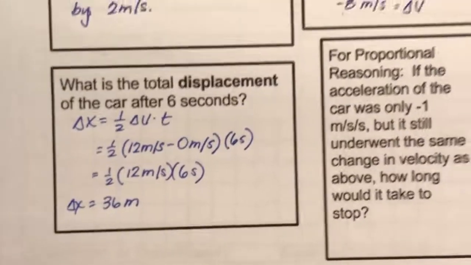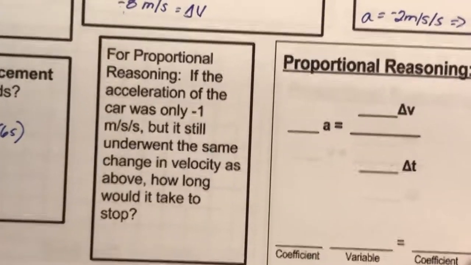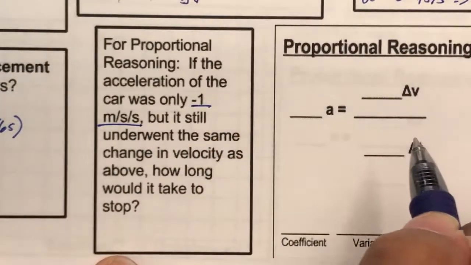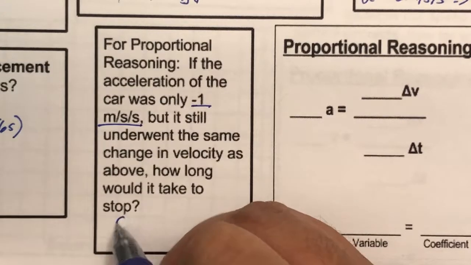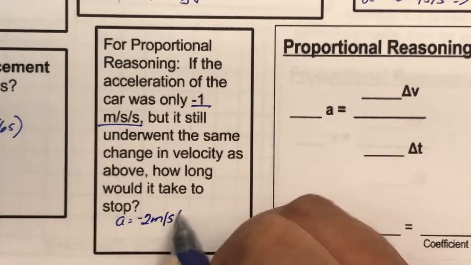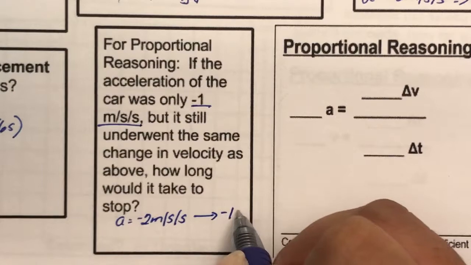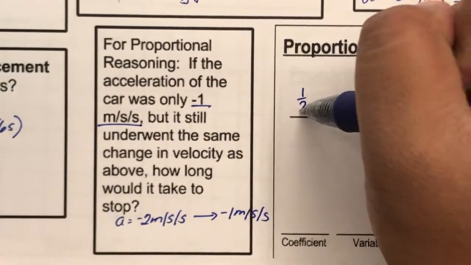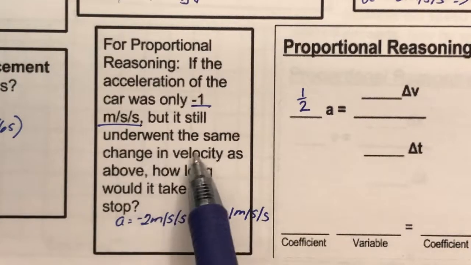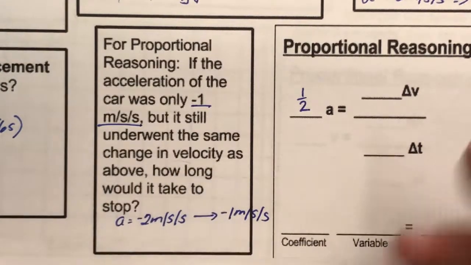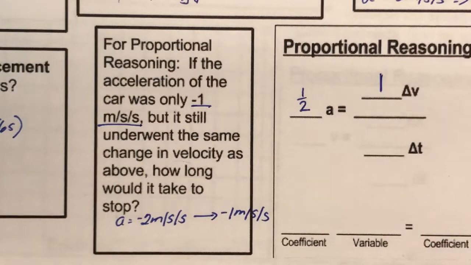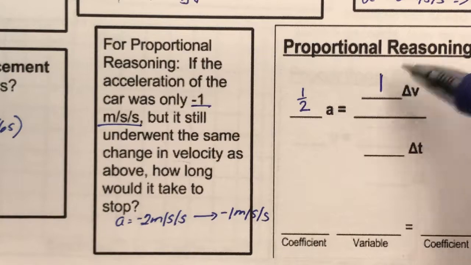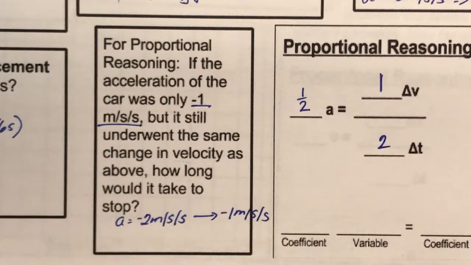All right, and for our proportional reasoning. So now this is our B acceleration. Our old acceleration was negative 2 meters per second squared, and it became negative 1 meters per second squared. So that means it decreased by 1/2. But it still underwent the same change in velocity, so this one doesn't change. In order for this to be true, 1/2 is equal to 1 over 2, so it would take twice as long.